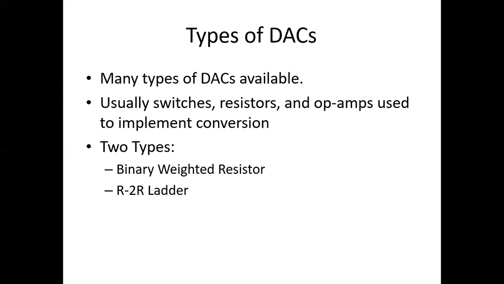Subject: Linear Integrated Circuits, Unit 4. Unit 4 is digital to analog converters and analog to digital converters. In this chapter, we are going to discuss the types of DAC, that is, digital to analog converters. We have two types of DACs: one is the binary weighted resistor, and the other is the R2R ladder type DAC. Let's see them one by one.